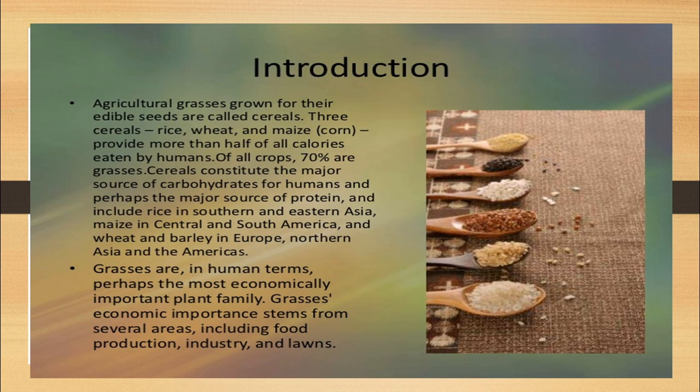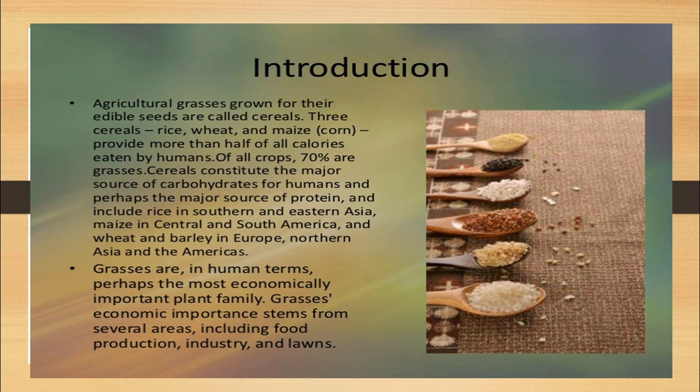If I talk about these agricultural grasses, they are known as the edible seeds. And the three cereals, rice, wheat, and maize, provide almost more than half of the calories eaten by us. And of all the crops being grown, 70% are grasses. Cereals constitute the major sources of carbohydrates for human beings, and perhaps a major source of proteins, including rice in southern and eastern Asia, maize in Central and South America, and wheat and barley in Europe, northern Asia, and America.